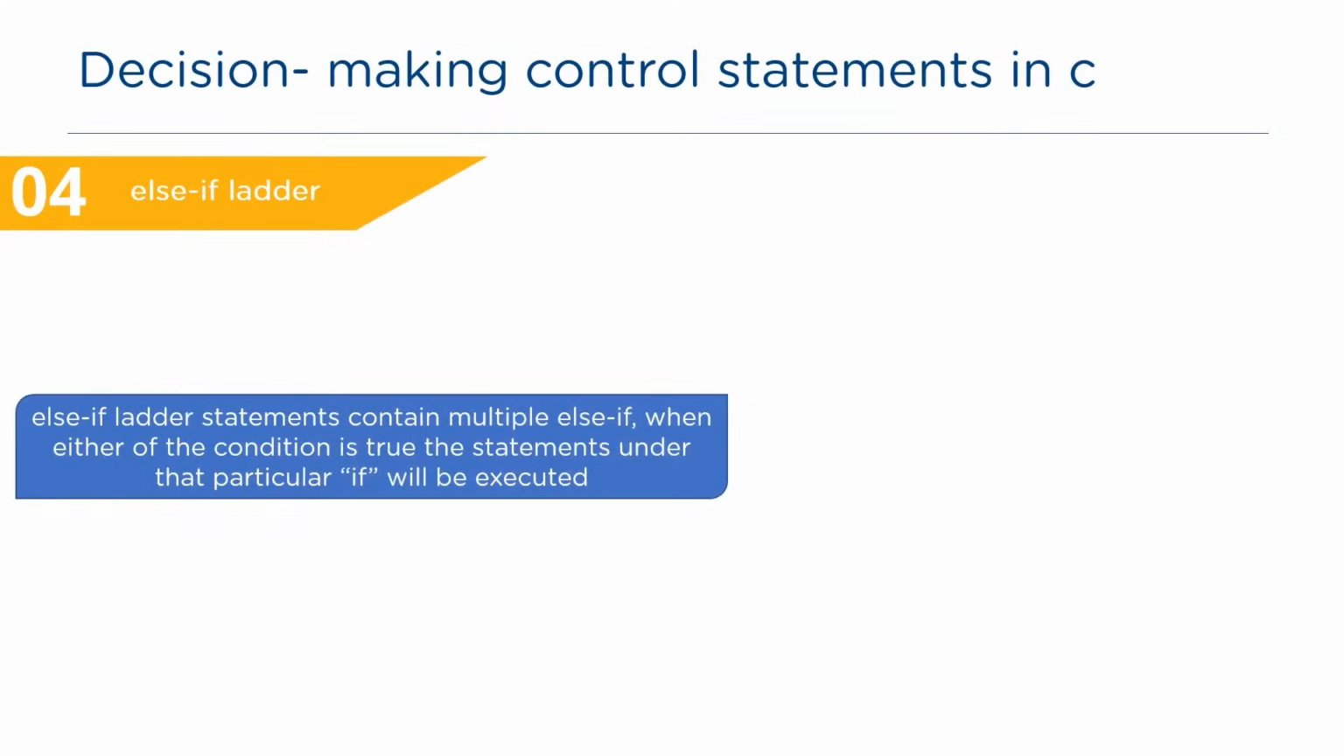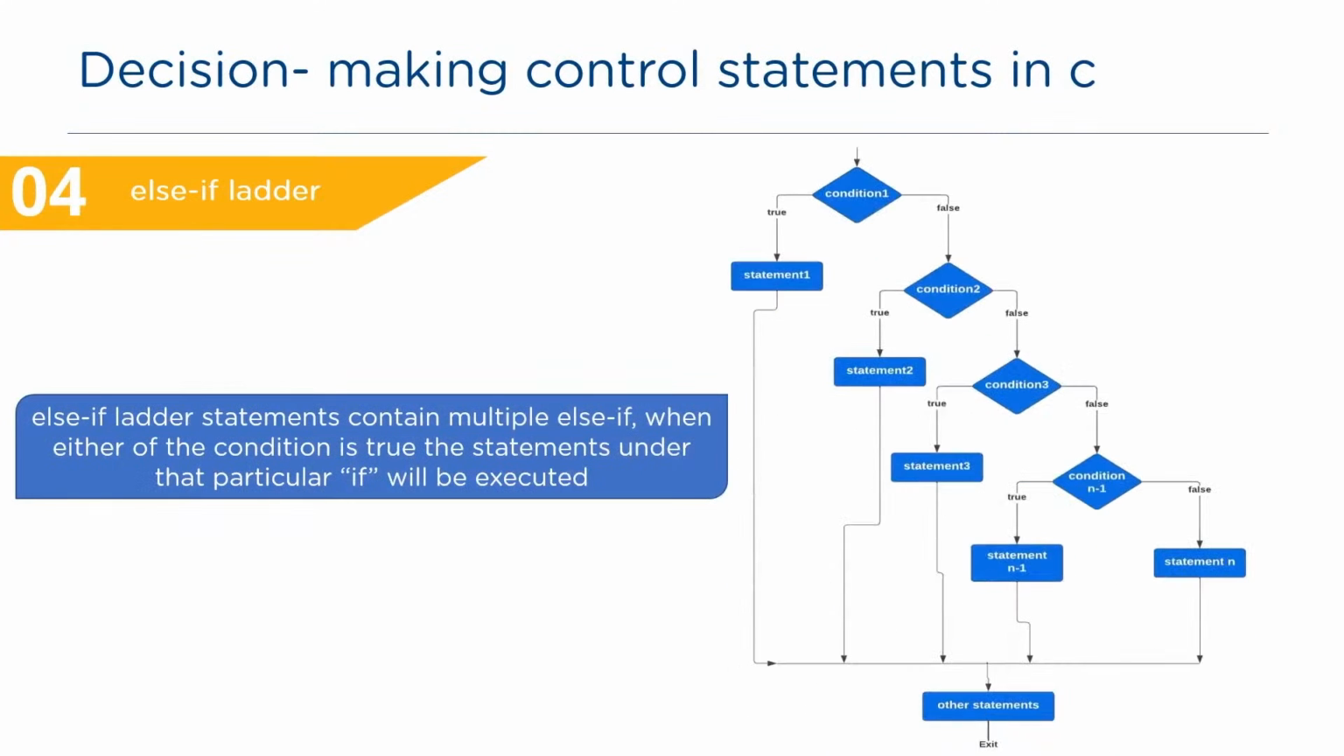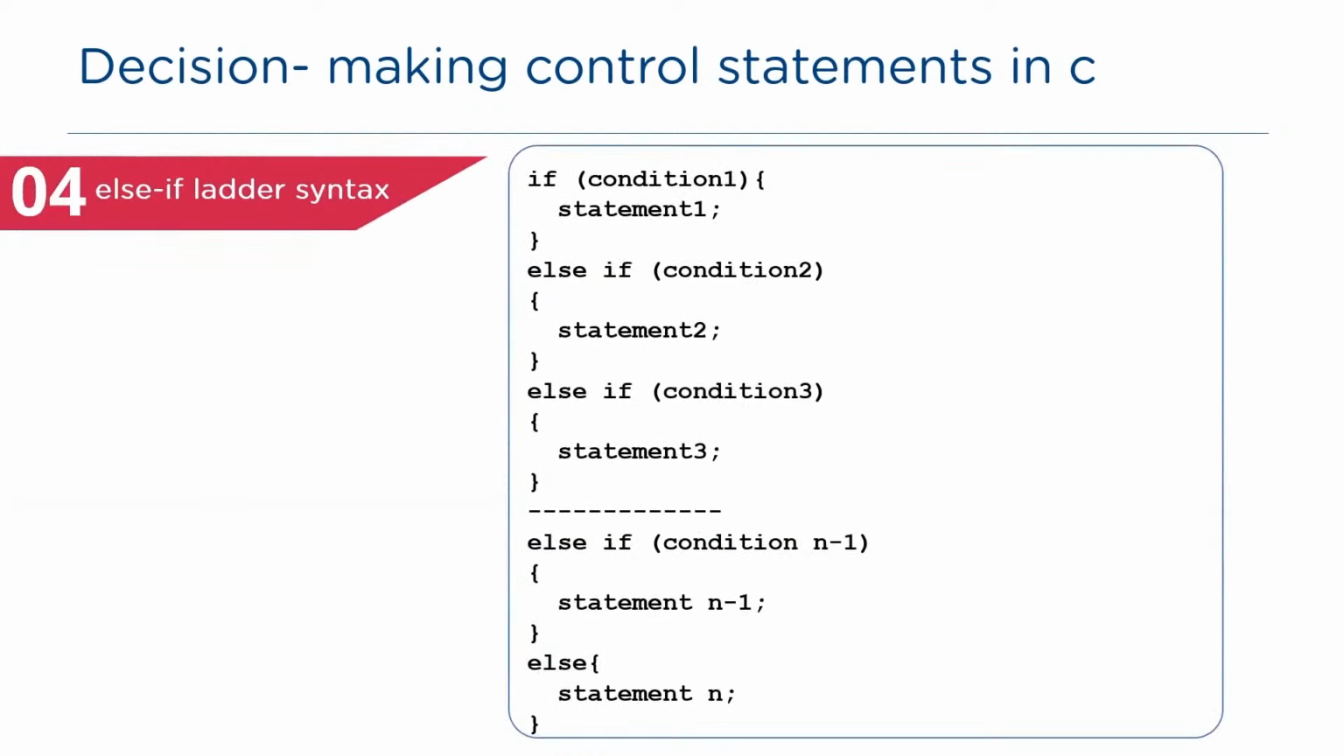Next, else if ladder. Else if ladder statements contain multiple else if. When either of the conditions is true, the statements under that particular if will be executed. Otherwise, the statements under the else block will be executed. The syntax is if condition followed by multiple else if.